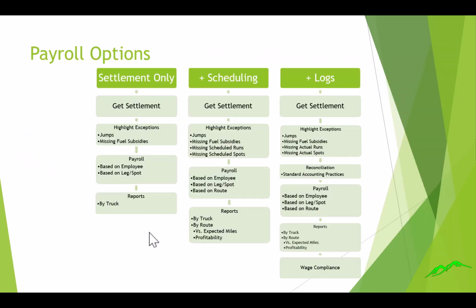The next tool that we would need is going to be the payroll. So you can do scheduling and you can do payroll. Payroll we do a couple different ways, however you really like to do it. The easiest way is if you only just want to have the settlement brought in. The settlement gets brought in, we can do the payroll from there. It's a little bit more limited. We can still highlight any exceptions or jumps or missing fuel subsidies because those come on the settlement. We can base your payroll based on an employee pay or based on a leg or a spot pay or a route pay. And we can still do some reporting.